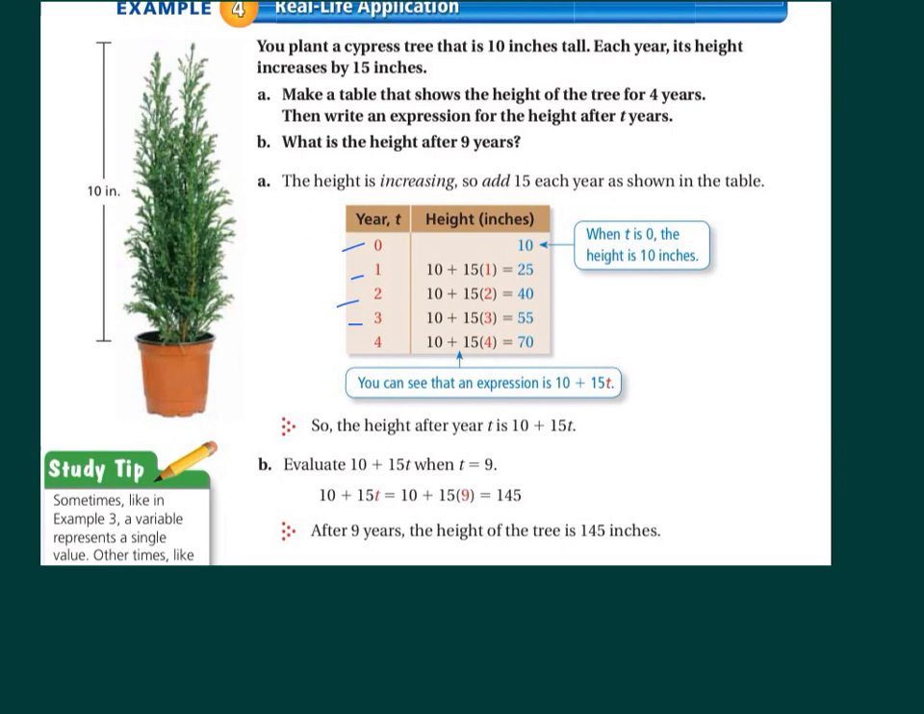And then it says, what is the height after 9 years? Well, in order to find that, we have to use this function. T is equal to 10 plus 15t, and we would plug in 9 for the value just like they did here in B. So I would say 10 plus 15 times 9 is equal to 145.